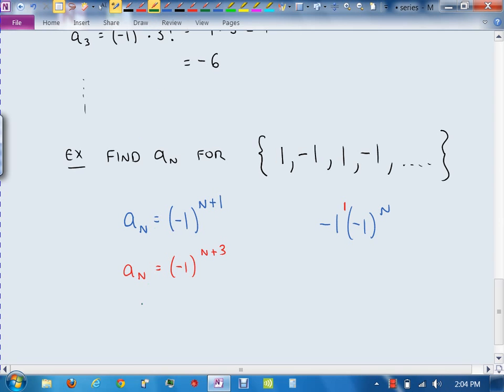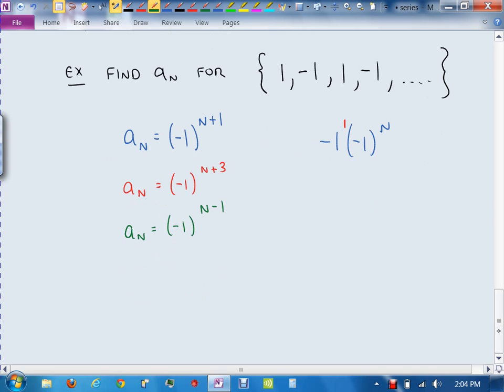How about this way? Would this one have worked? How about n minus 1? No, because you get 0. Okay, what's negative 1 to the 0? 1, right? And then when you plug in 2, you get 2 minus 1, which is 1, which is negative 1 to the 1, which is negative. And then when you plug in 3, you get 2. So it's going to work also, right? Do you see that?